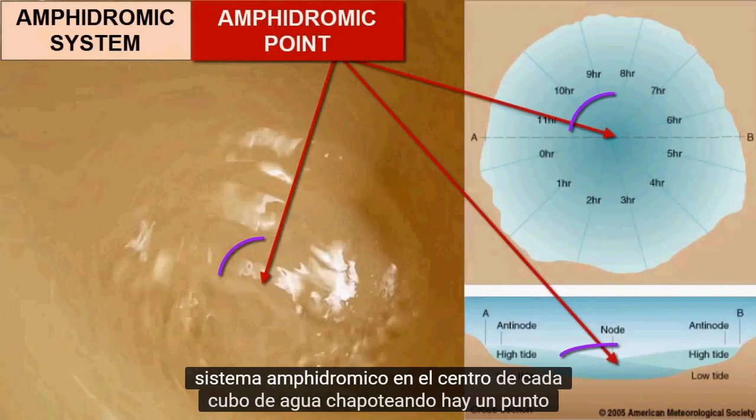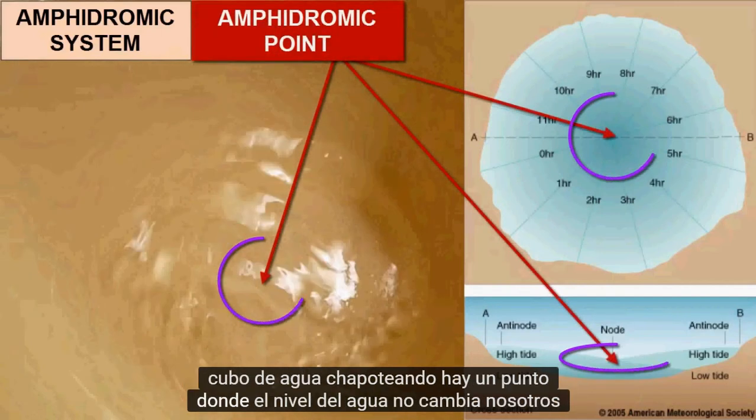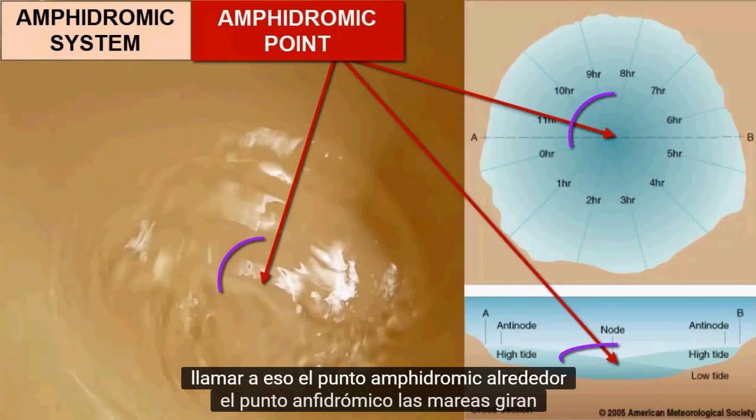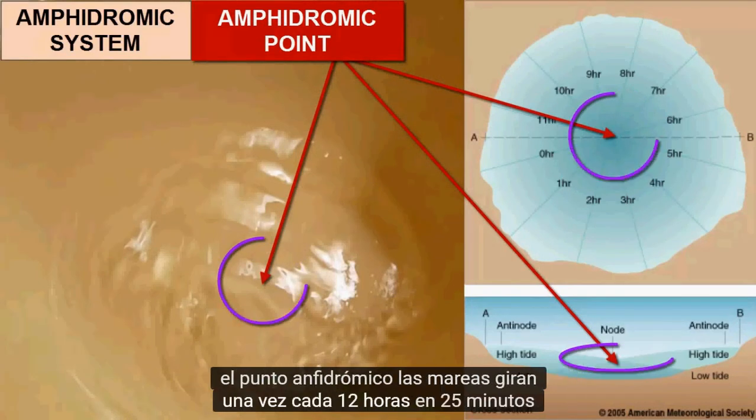In the center of each bucket of sloshing water, there's a point where the water level doesn't change. We call that the Amphidromic Point. Around the Amphidromic Point, the tides rotate once every 12 hours and 25 minutes.